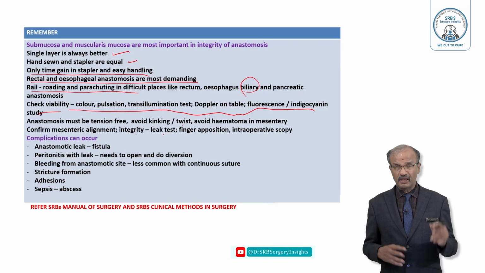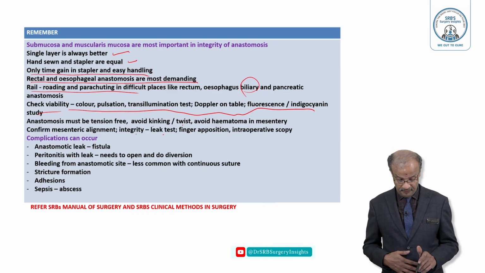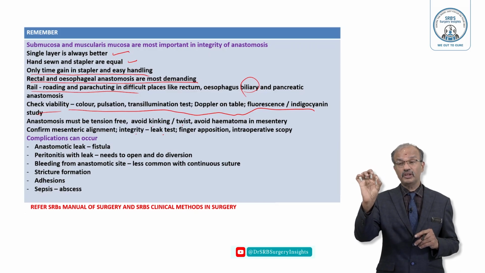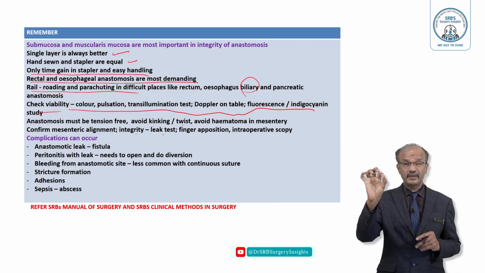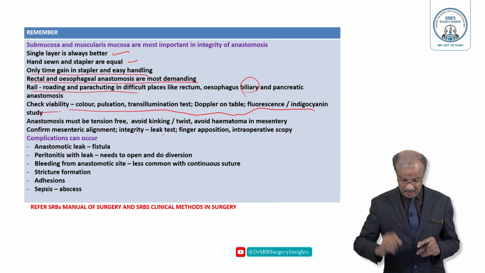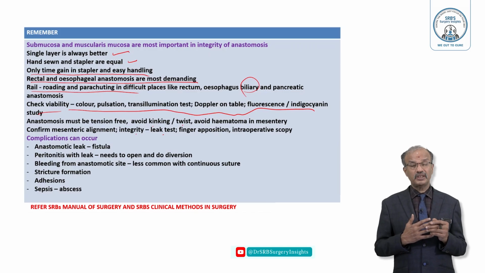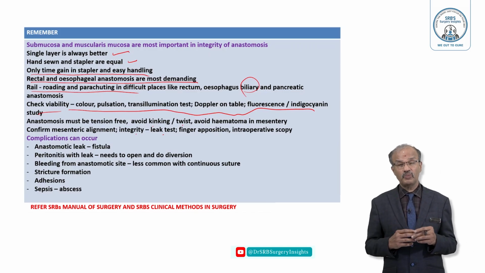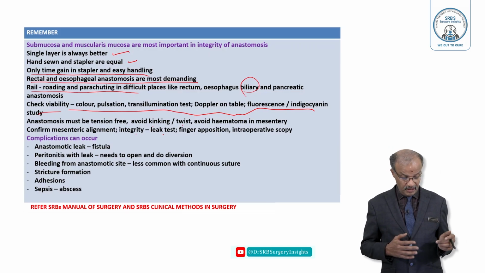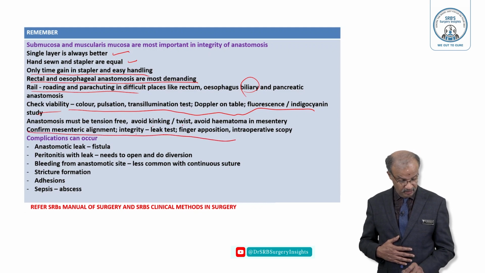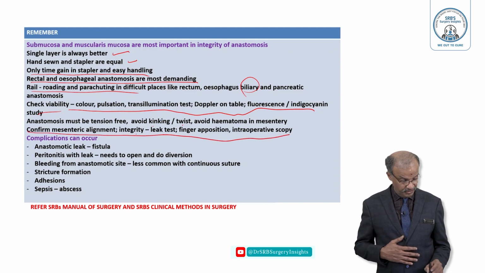leak test. You can put water and press, to see whether leak is there or not. Finger apposition is the most important. You should be able to oppose across the anastomosis between the thumb and finger, maybe index or ring finger, maybe index finger. And intraoperative scopy, sometimes, especially in proximal anastomosis, esophageal anastomosis, you can do intraoperative scopy and see. So these are the different ways of alignment confirmation and how to check.